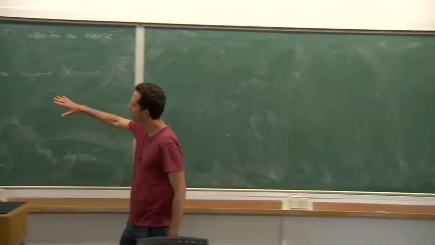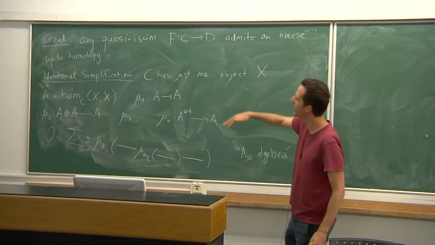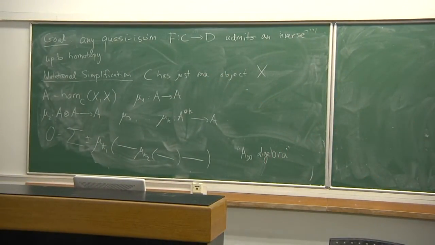And I just want to emphasize, I called it a notational simplification, and you may think that I'm kind of cheating, but really it's just a way for me to avoid writing object indices everywhere and keeping track of them. All the essential features are the same. So that's what an A infinity algebra is.